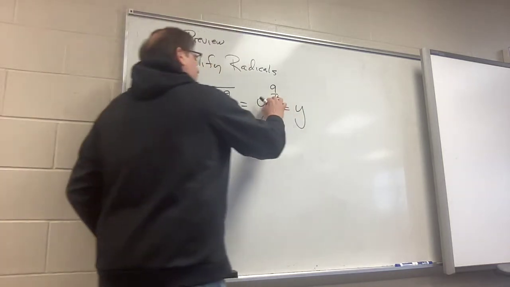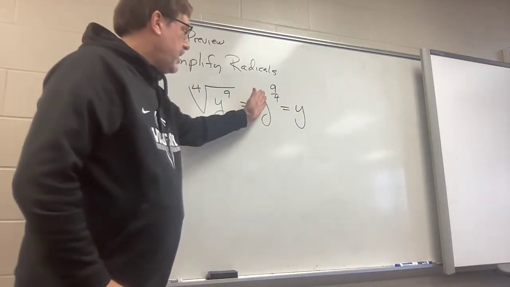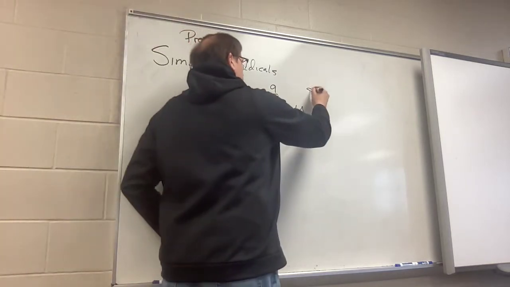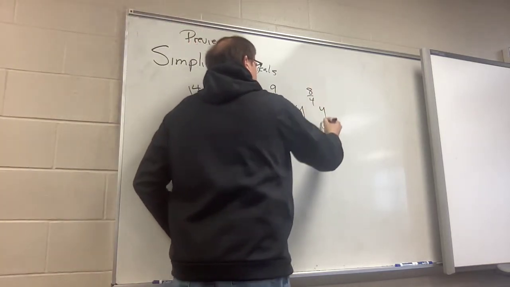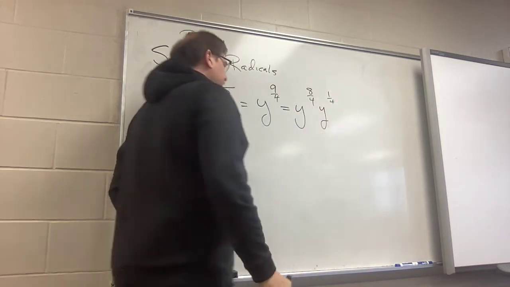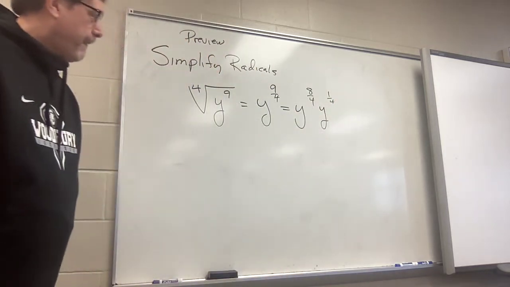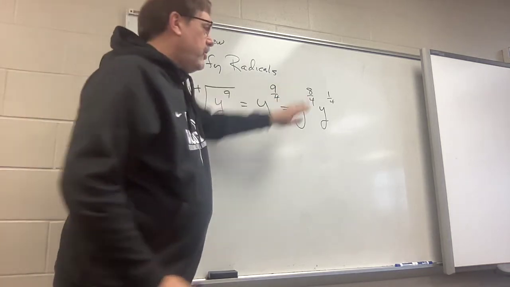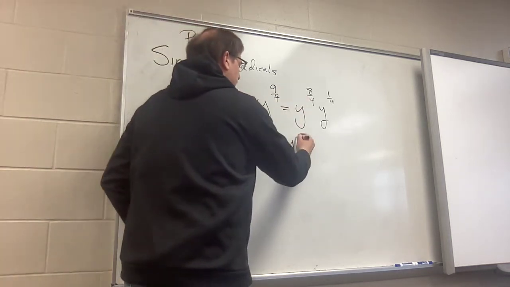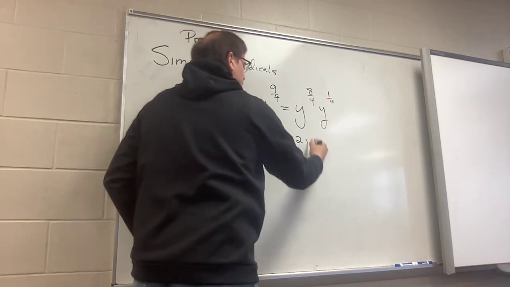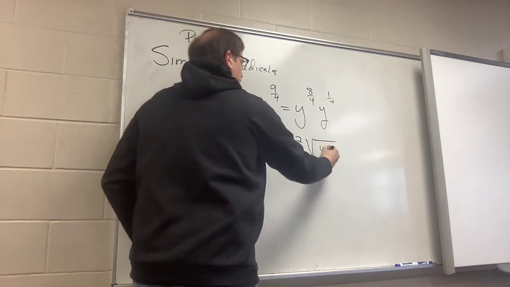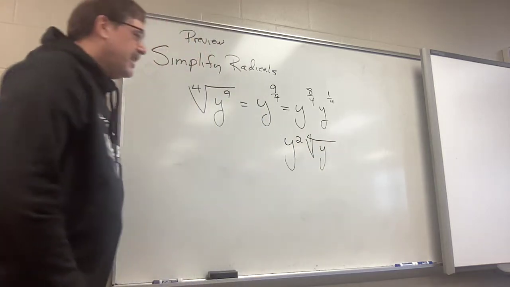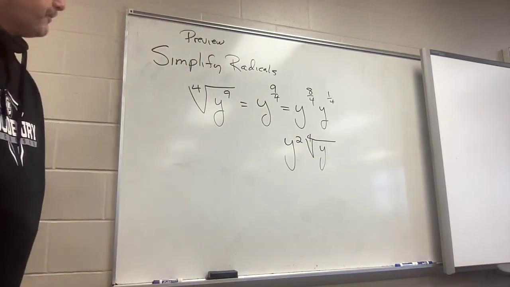Now what we do is make this less, making it into a whole number. I take away 1. Is 8 over 4 a whole number? Yes, so we make this into 8 over 4 and 1 over 4. 8 over 4 is just a 2, so this is y to the 2nd power. This goes back under the 4th root as y to the 1/4. That's how that one works.